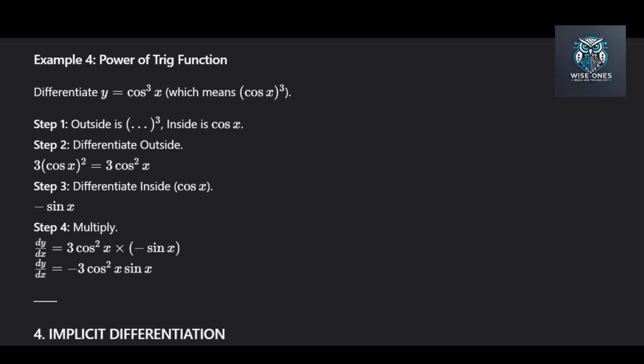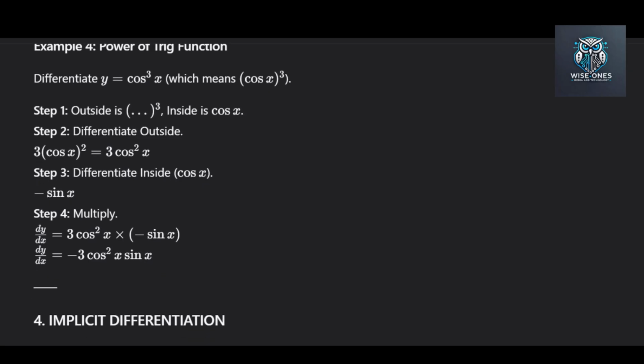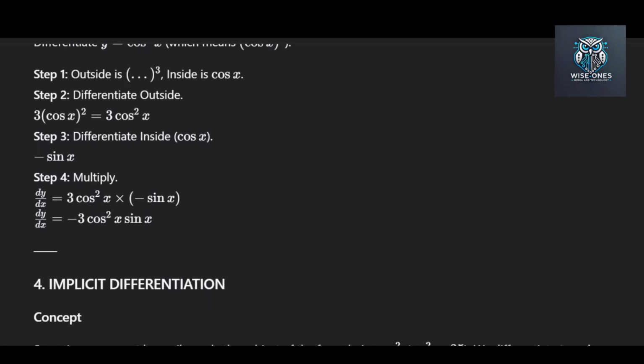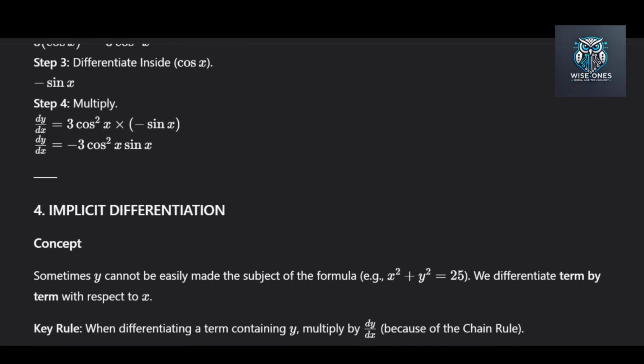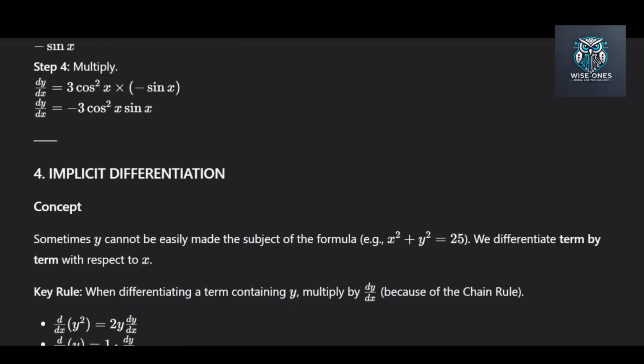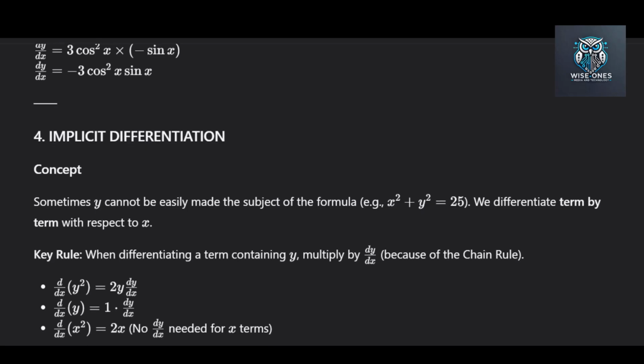Multiply. dy/dx equals 3 cosine squared x times negative sine x. We can write this as negative 3 cosine squared x sine x. Answer: dy/dx equals negative 3 cosine squared x sine x. Please write that down. Notice how we had to use the chain rule twice here. Once for the power, once for the cosine. Now let us move to section 4.